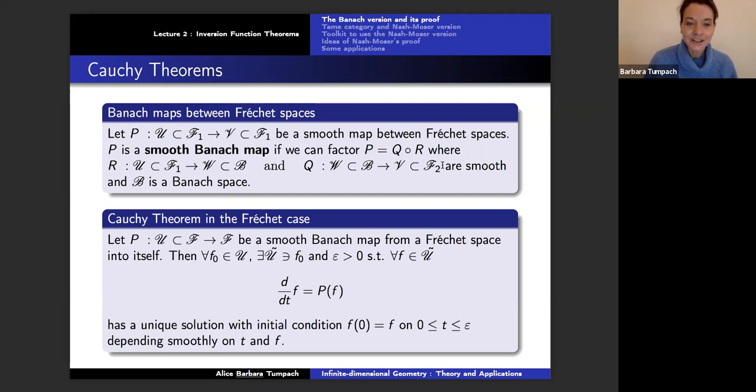For the Cauchy theorem, first we have only one Fréchet space, and yes, the map P is supposed to have this condition. So there may be some restriction on the Fréchet space. But we will see a bit later the Tame category, so it perhaps will answer the question.